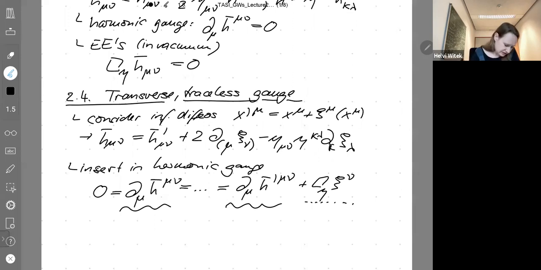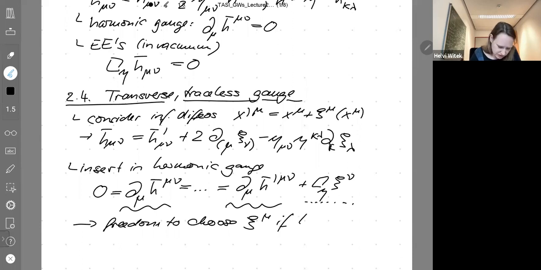In other words, we have this additional freedom to choose this vector xi mu if it satisfies the wave equation, box xi mu equals 0, such that the harmonic gauge is still satisfied in both systems.